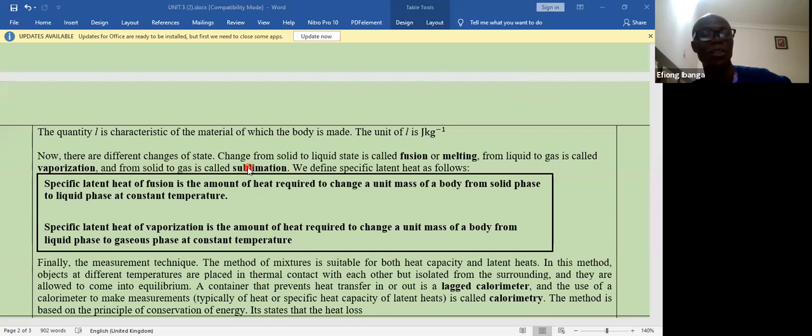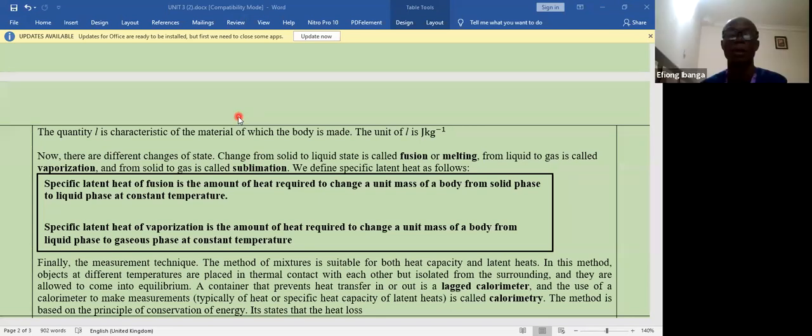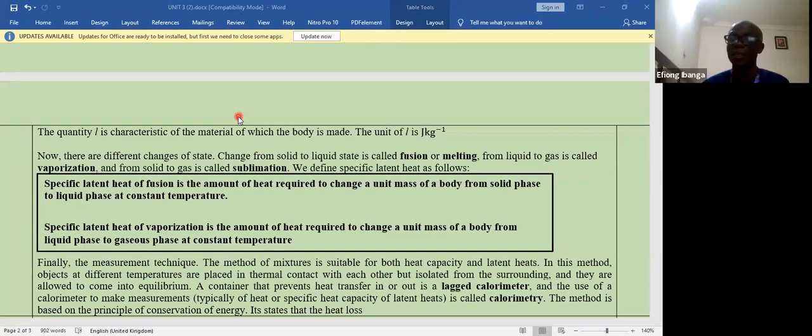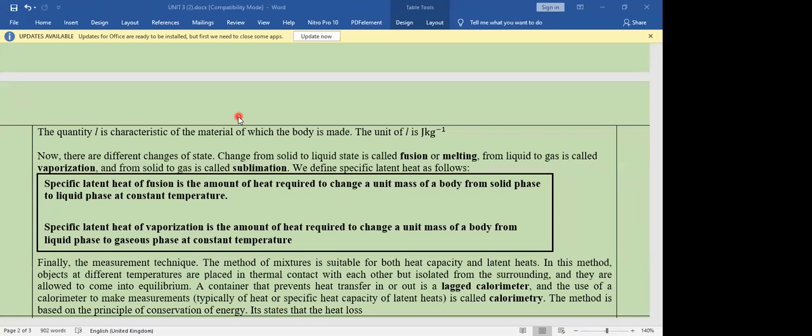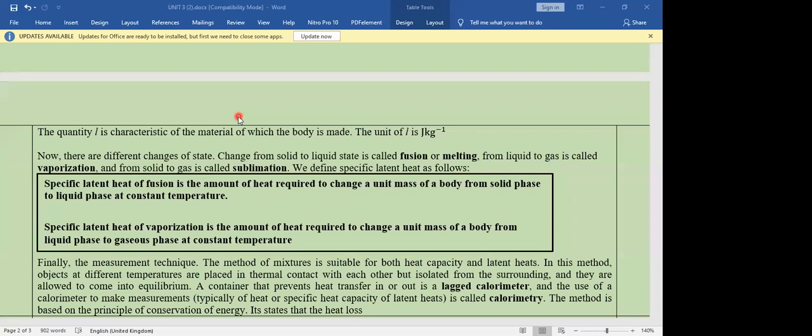All right. So let me ask a question. Can you give me an example of a substance that sublimes? Camphor. Very good. Very well. So you see, room freshener at the corner of your room, it is solid, isn't it? It is changing from the solid to the gaseous state without transiting through the liquid state.